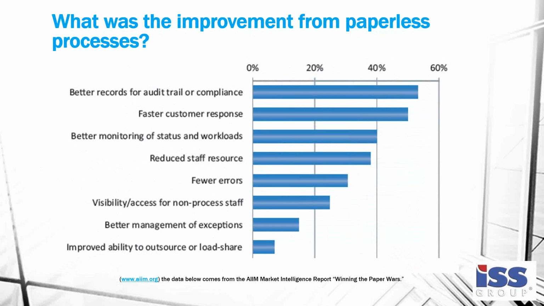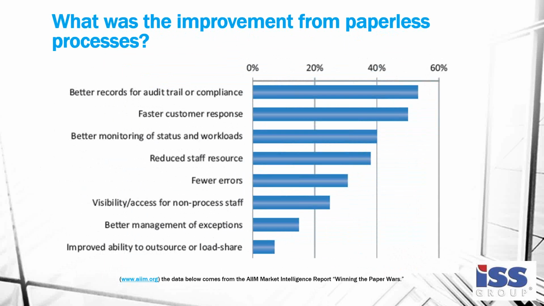So here we're asking, AIIM, we're asking companies, what was the improvement from the process of changing? And here's where you see the biggest benefits. Better records for audit trail or compliance. Because of the audit trails that we retain, everything that's done is retained and has the ability to be audited, reported on, and analyzed. That's a big one. We're talking 55%.